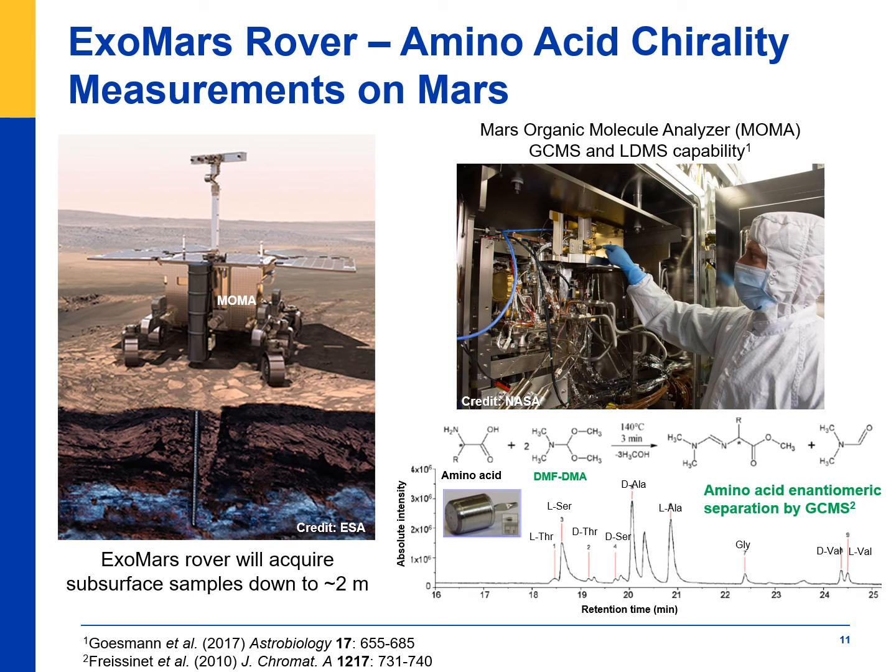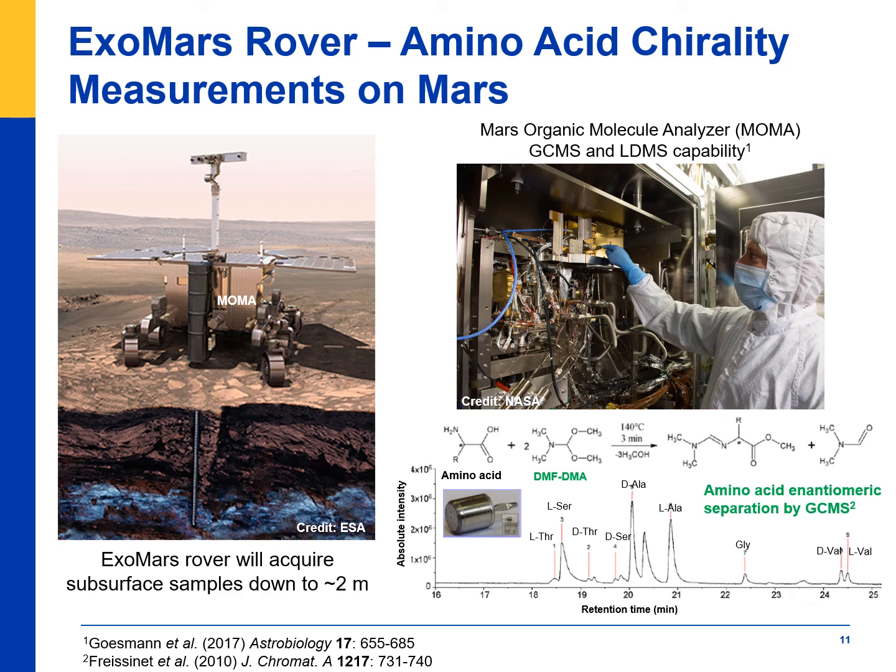One strategy to get around this is the ExoMars rover, which will carry with it a 2-meter drill. So it can actually drill down below this ionizing radiation zone and hopefully acquire more pristine samples that have not been exposed to the radiation. This mission is scheduled to launch in 2022, and if successful, it will make the first amino acid chirality measurements on Mars, which is really exciting.